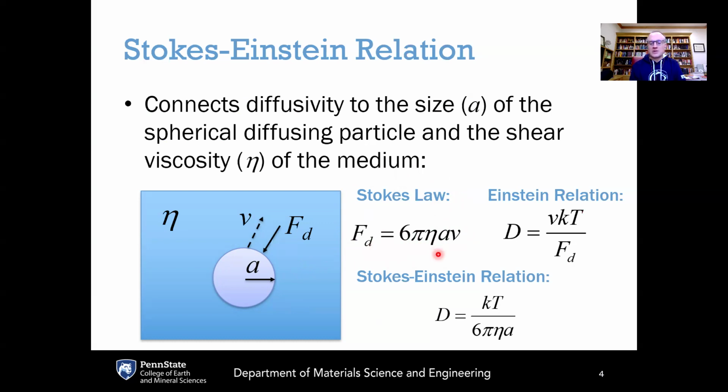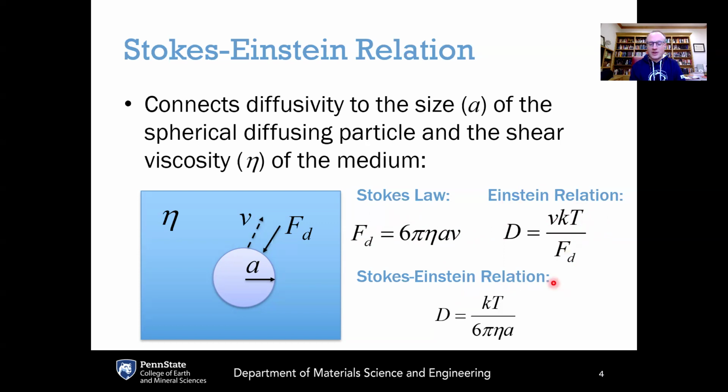In order to get the Stokes-Einstein relation, we combine Stokes' law with the Einstein relation, which relates the diffusion coefficient D to the mobility of the particle, which is the velocity per force. So it is the velocity of the particle divided by this drag force times Boltzmann's constant times the temperature, and that gives us the diffusion coefficient. Now, putting these two together, if we take this equation here for the drag force, stick it into the denominator of the Einstein relation, that gives us the Stokes-Einstein relation.